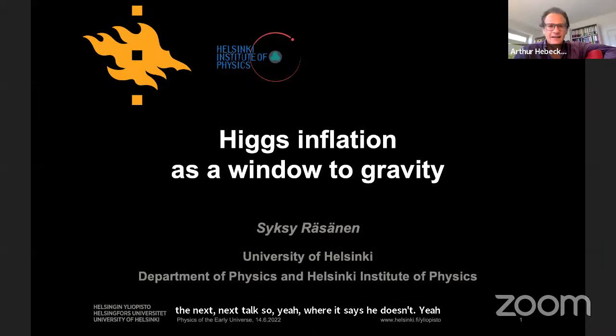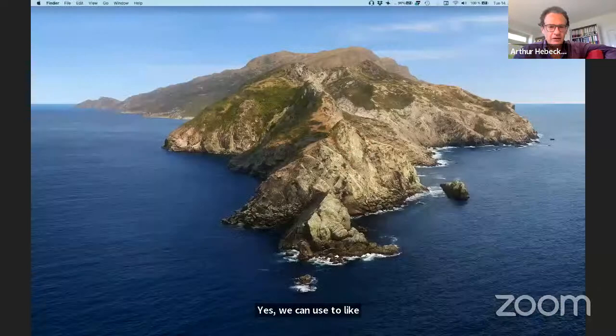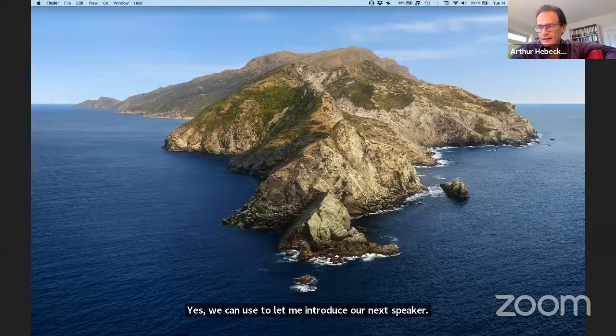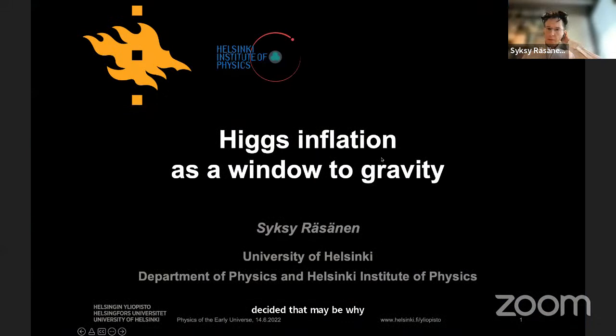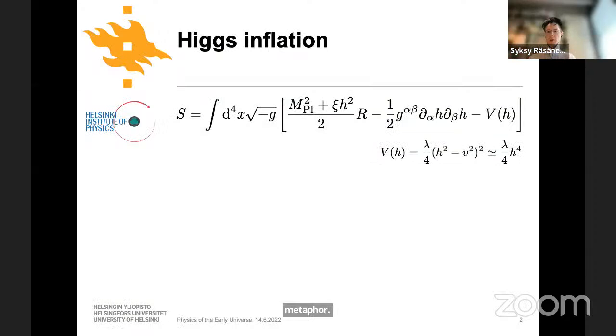So let me introduce our next speaker. Syksy Räsänen is going to tell us about Higgs inflation as a door to gravity. Please, go ahead. Thank you. And I actually decided that maybe window is a better metaphor. So Higgs inflation was already discussed in the previous talk, so let me just cover it briefly.